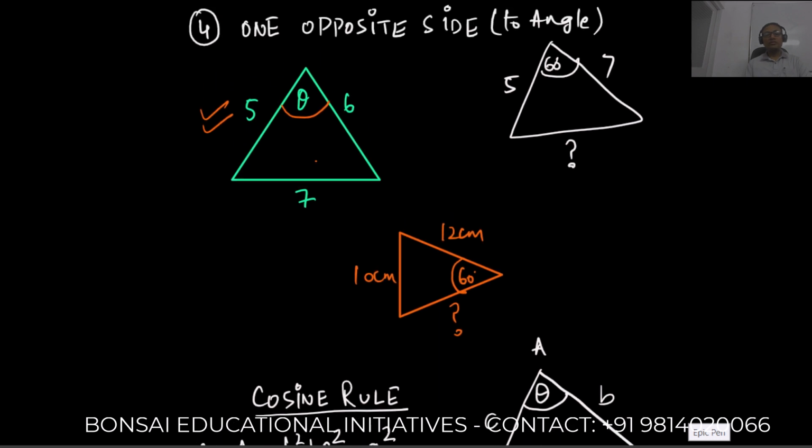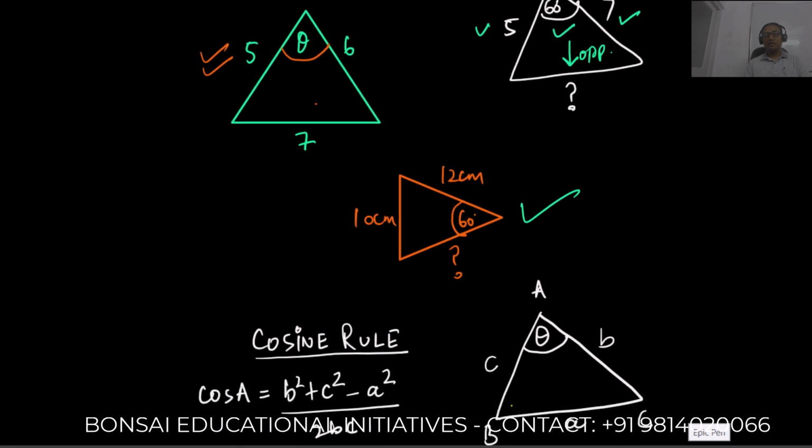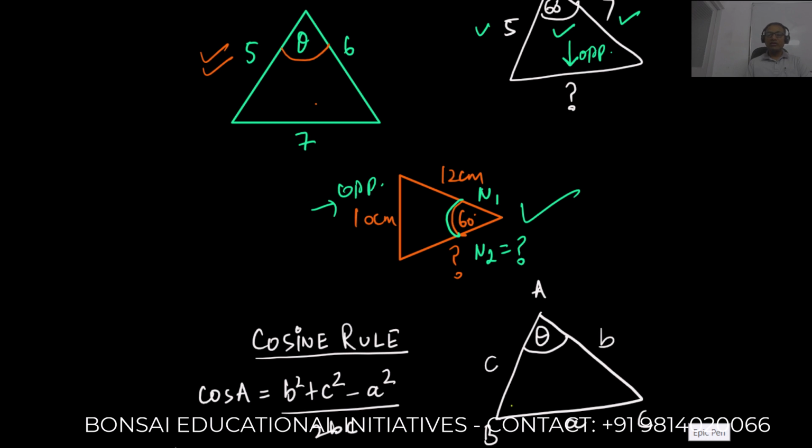Out of these four, one would be missing and three would be given. So here, we have one angle, neighbor side number 1, neighbor side number 2, and what we are missing is the opposite side. In this problem, we have the angle, we have neighbor side number 1, we are missing neighbor side number 2, and we are given the opposite side. So out of these four, three would be given and one would be missing. That circumstance is very much suitable for the cosine rule.